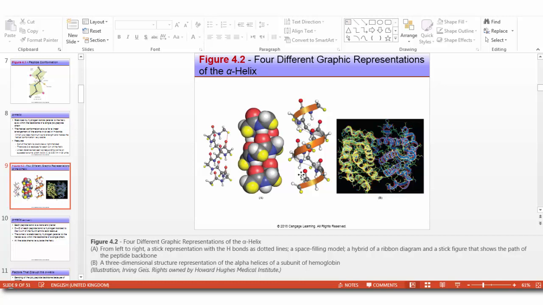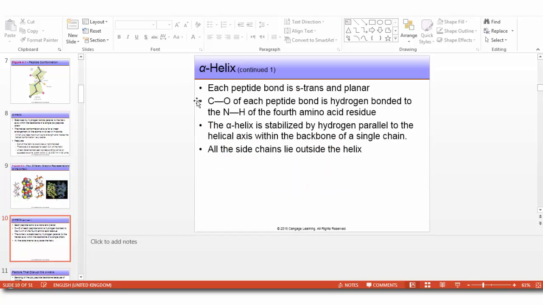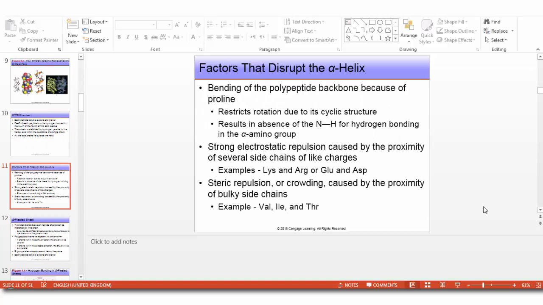In the alpha helix, each peptide bond is trans and planar. The CO of each peptide bond is hydrogen bonded to the NH of the fourth amino acid residue. The alpha helix is stabilized by hydrogen bonds parallel to the helical axis within the backbone of the single chain. All the side chains lie outside the alpha helix. Now, several factors can disrupt the alpha helix.